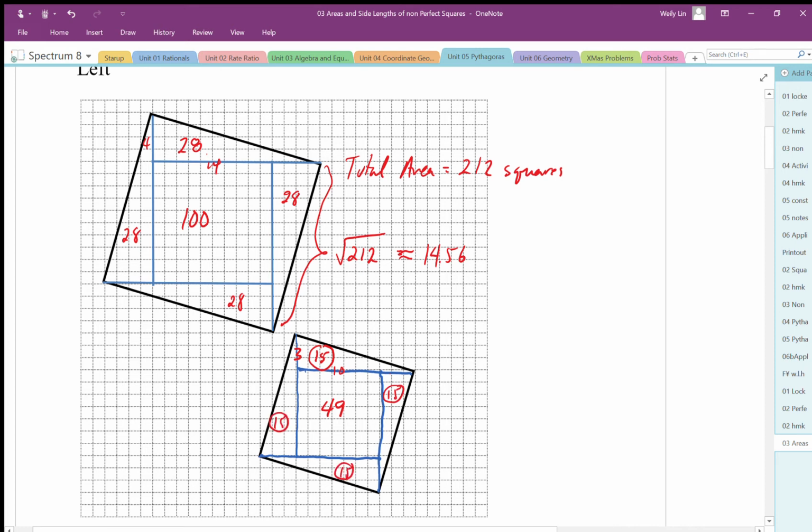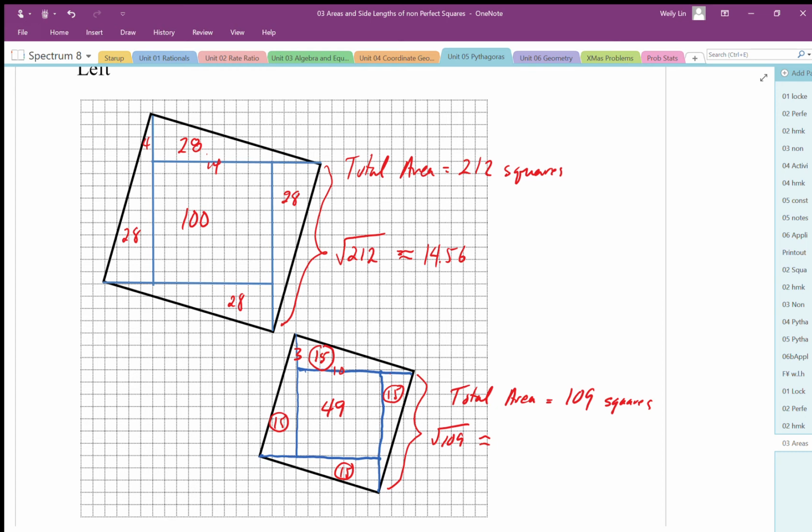I add this all up, and I get the total area here, which works out to be 109 squares. So the side length then works out to be the square root of 109. So that's the exact side length. Square rooting gives me side length. And if I work out the decimal, it's approximately 10.44.